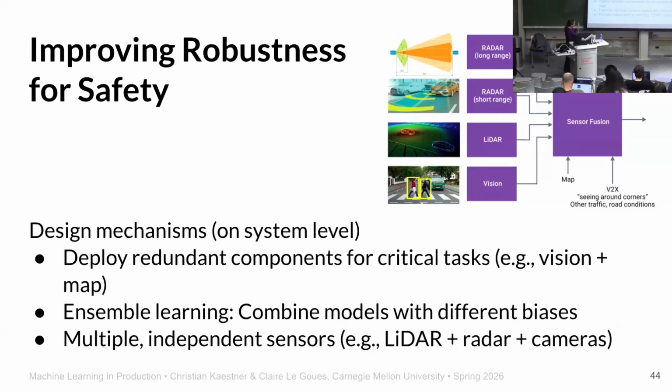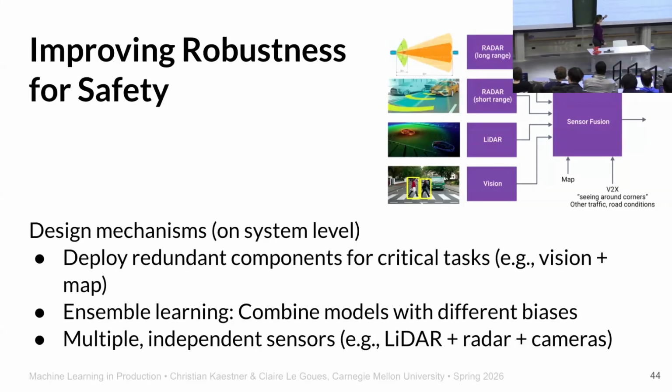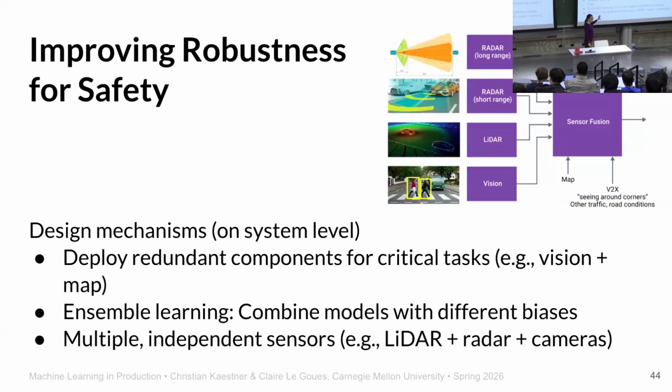And some of the ideas are machine learning specific, right? So combining models with different biases and ensemble learning is also very common, especially in the self-driving space. Redundancy is useful too, right? All of these do have trade-offs.